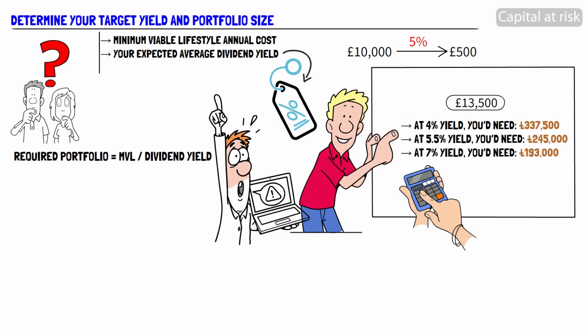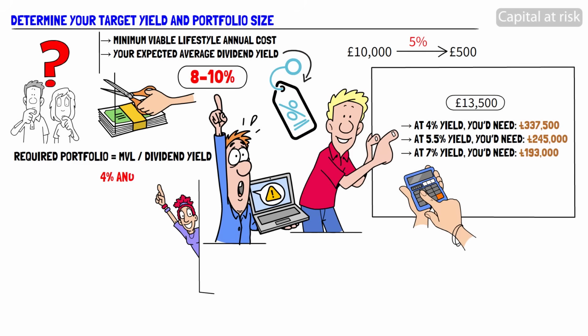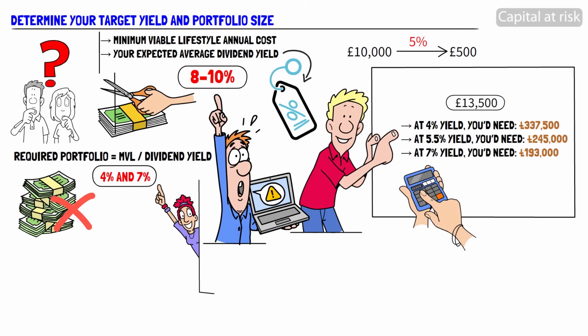But there's a trade-off. Higher yields often come with higher risks. Stocks yielding 8 to 10% might look more attractive, but if the payout isn't sustainable, you risk dividend cuts, or worse, capital losses if the stock itself declines in value. And that's why I would say that income-focused investors should think about aiming for a yield between 4 and 7%. It's high enough to make reaching your minimum viable lifestyle feasible without requiring millions in capital, but low enough to still focus on quality, sustainable businesses.